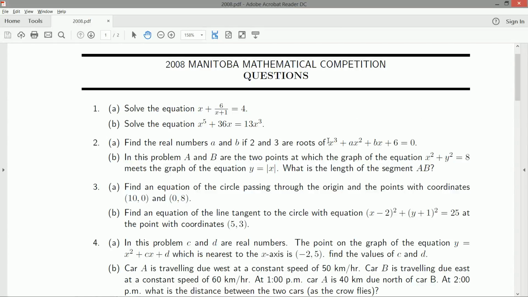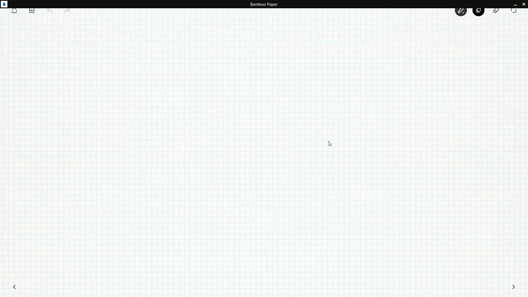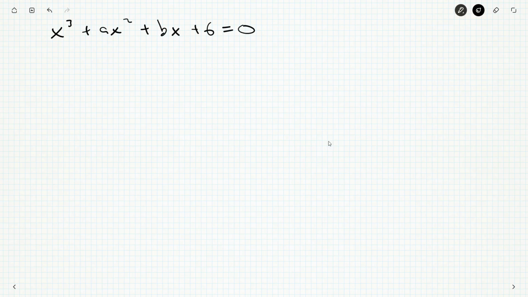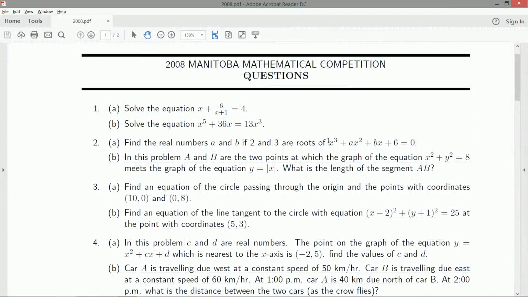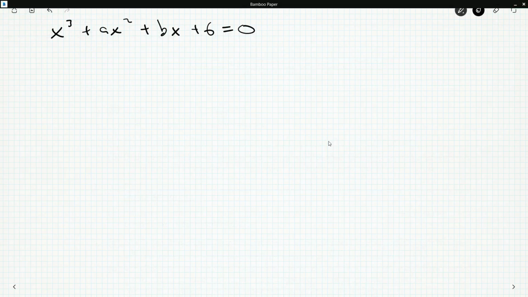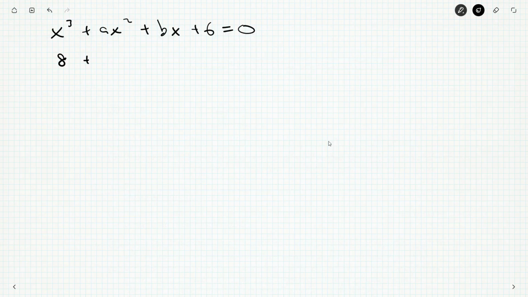Alright, well, copy down the equation. So we've got x cubed plus ax squared plus bx plus 6 is equal to 0. Well, we can plug in 2. We know that makes this equation true. So 8 plus 4a plus 2b plus 6 equals 0. But if we plug in 3, we know it also satisfies everything. We'll get two equations in two unknowns, and this should be enough to solve for a and b.